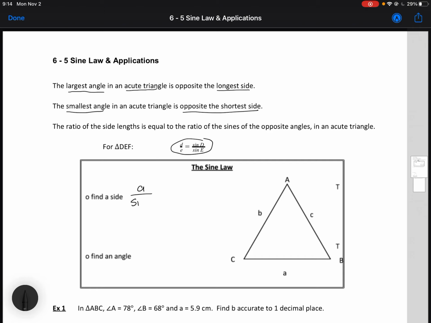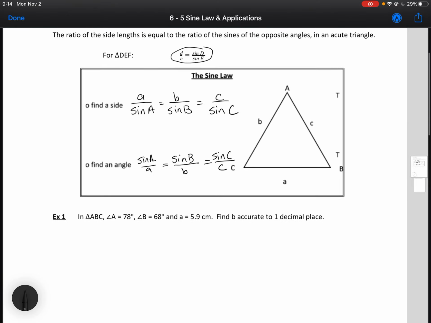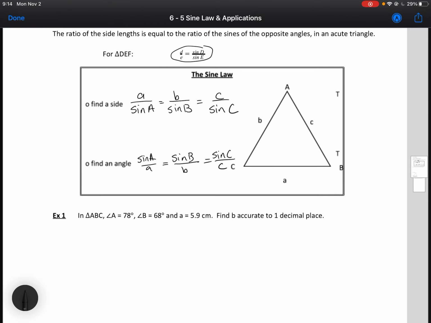So for this triangle here, I can write the sine law as a over sine A is equal to b over sine B is equal to c over sine C. Usually we put the sides on top if we're finding a side. If we're looking for an angle, we can write the sines on top. Really, it is the same law, just written in two different ways. Let's see an example of how to apply this rule.